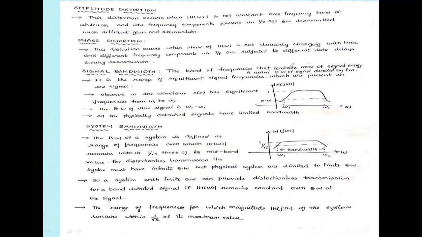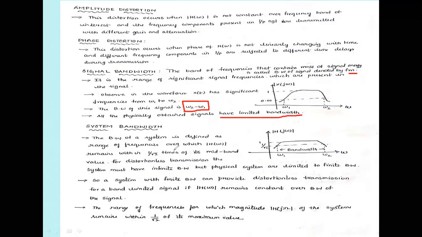The band of frequency that contains most of the signal energy is called the bandwidth of the signal. It is a range of significant signal frequencies observed in the waveform x of t, as significant frequencies from omega 1 to omega 2. The bandwidth of this signal is omega 2 minus omega 1, from the lower cutoff frequency. All physically obtained signals have limited bandwidth.